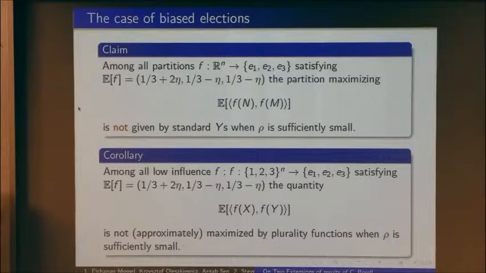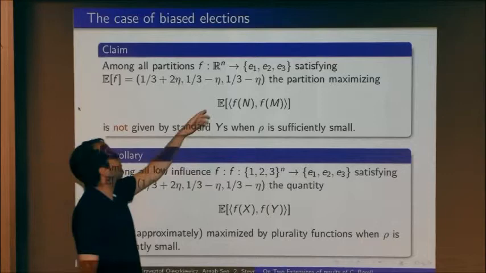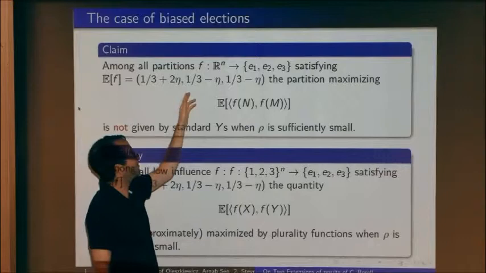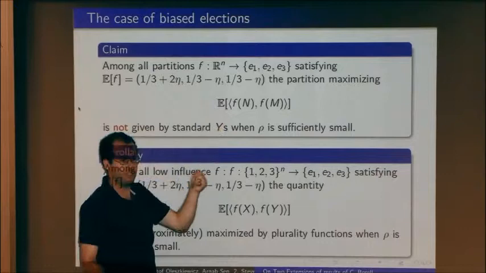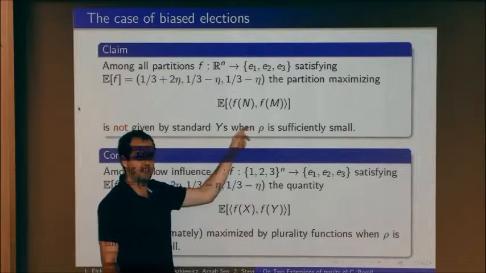and I'm going to ask the two correlated Gaussians to land in the same part of the space. And the claim is that among all partitions of R^n into three parts, such that the first part has measure 1/3 plus 2 eta, and the second and third parts have measure 1/3 minus eta each, the partition maximizing the probability that you fall in the same part is not given by a standard Y, assuming that the correlation rho is sufficiently small.